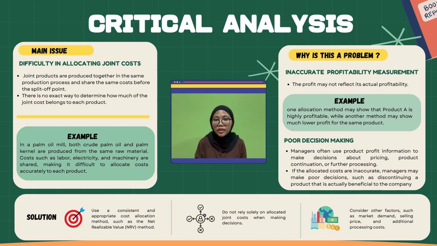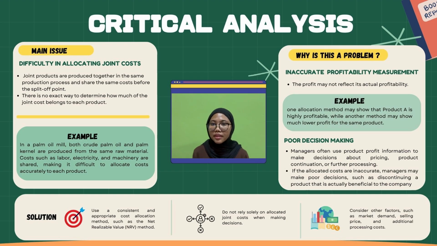Joint costs occur when two or more products are produced together in a single production process. These products are called joint products and they share the same input cost before they are separated at a point called the split-off point. The key problem here is that there is no exact way to determine how much of the total cost should be assigned to each individual product. In other words, the costs are shared, but how we divide them is not straightforward.